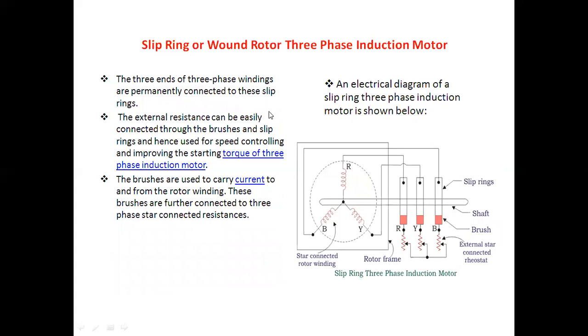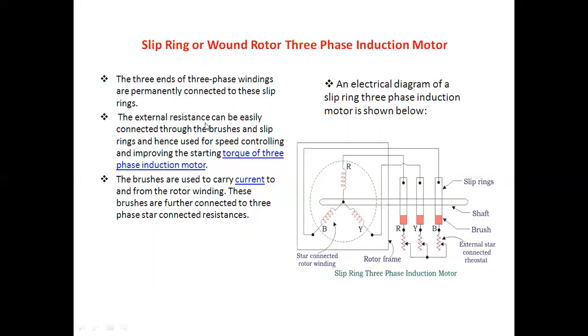So the three ends of the three-phase windings are permanently connected to the slip rings. There is a slip ring induction motor. This is the star connected rotor winding and this is the rotor frame, and it is clear that the three ends, first, second and the third end, those are connected to the three slip rings 1, 2 and 3.